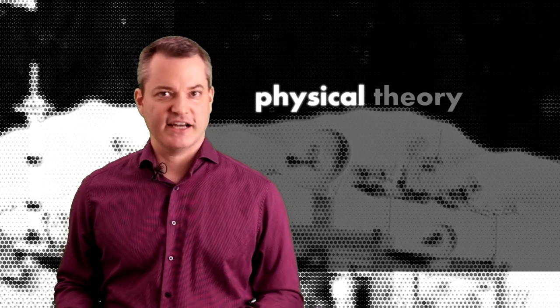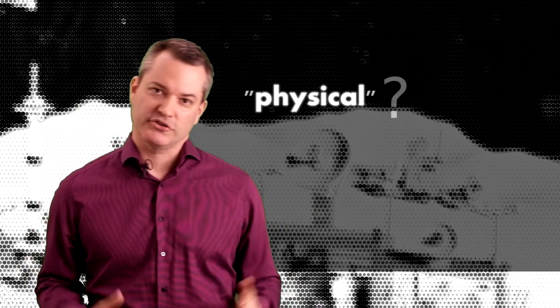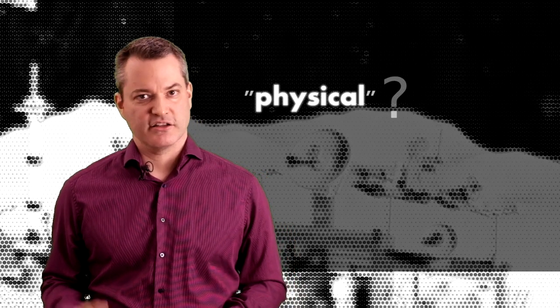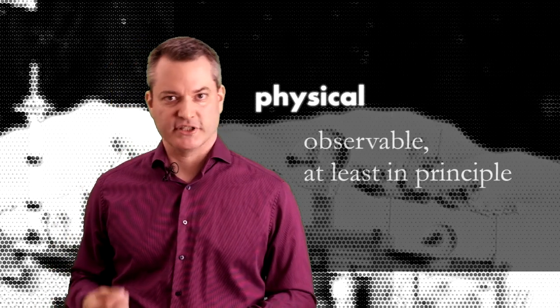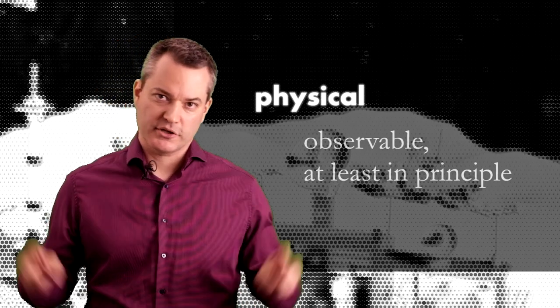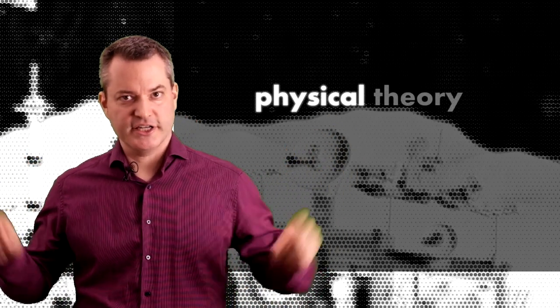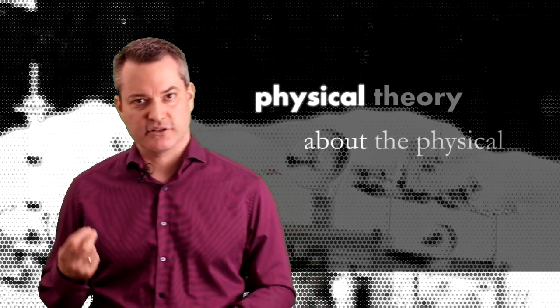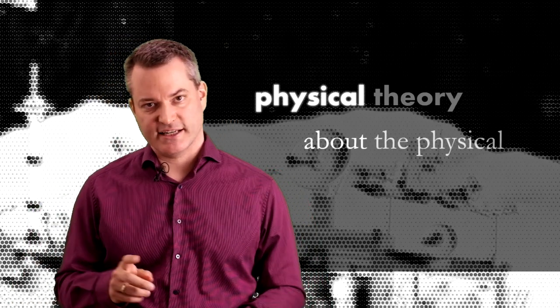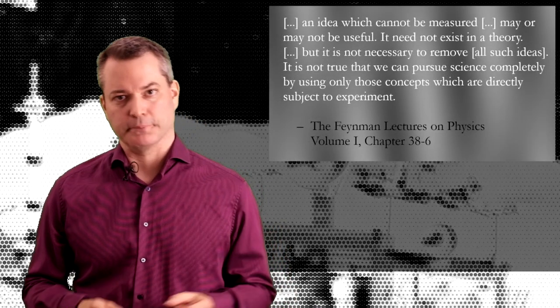Finally, since this series is about a physical theory, we'd better define what we mean by physical. For the purpose of this series, we define the physical as that which can be observed, at least in principle. The word physical in physical theory means that the theory is about the physical, not that the theory itself would be physical. This distinction is not trivial, because physical theories may also need non-physical elements in order to speak successfully about the physical world. Feynman makes this important point in Volume 1.